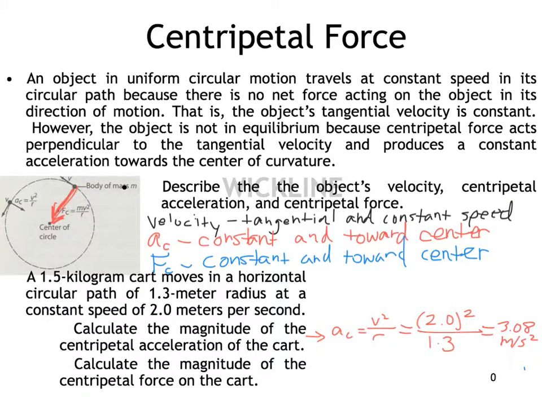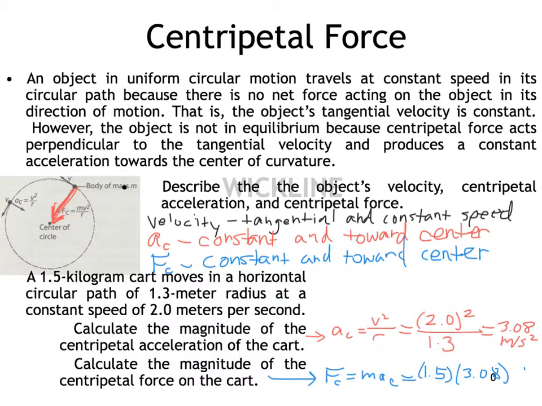All right, so the next question says, calculate the magnitude of the centripetal force on the cart. And the best equation for this is going to be FC equals MAC, assuming that you trust your answer for AC, because I am going to use my own answer for AC. The mass is going to be used now. It's a 1.5 kilogram cart. And the AC that I just solved for was 3.08. So let me calculate that, and I'll be right back.